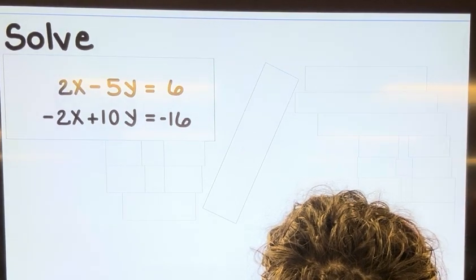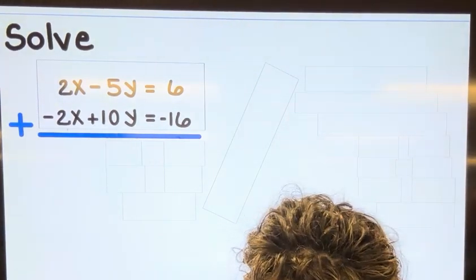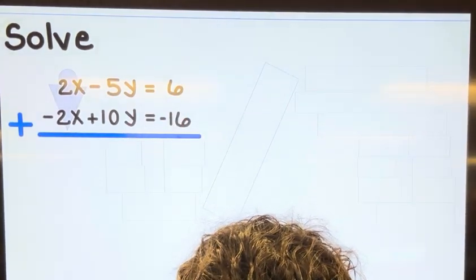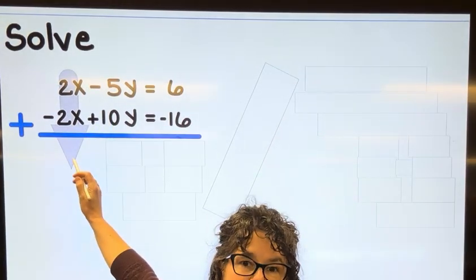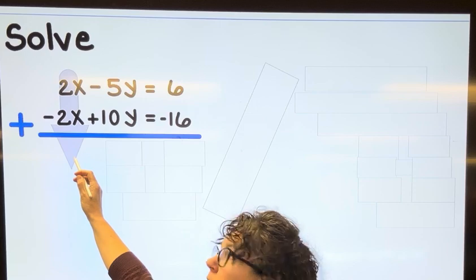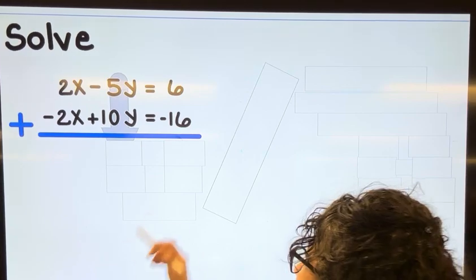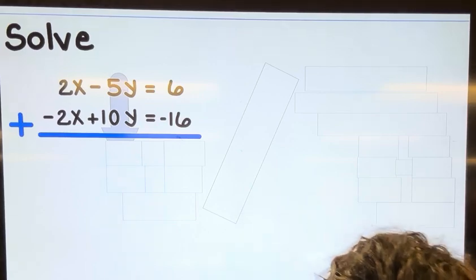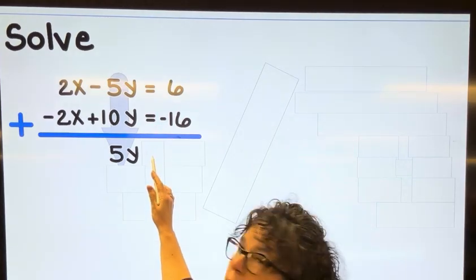So what we're going to do is simply draw a line and add them together. And when you add these together, you're just adding straight down. So if I'm adding here straight down, 2x minus 2x is nothing. We're not going to write what we don't have, only what we do have. So 2x minus 2x is nothing. Then let's move that over. Negative 5y plus 10y's. That makes 5y. Okay, then let's bring down the equal sign.